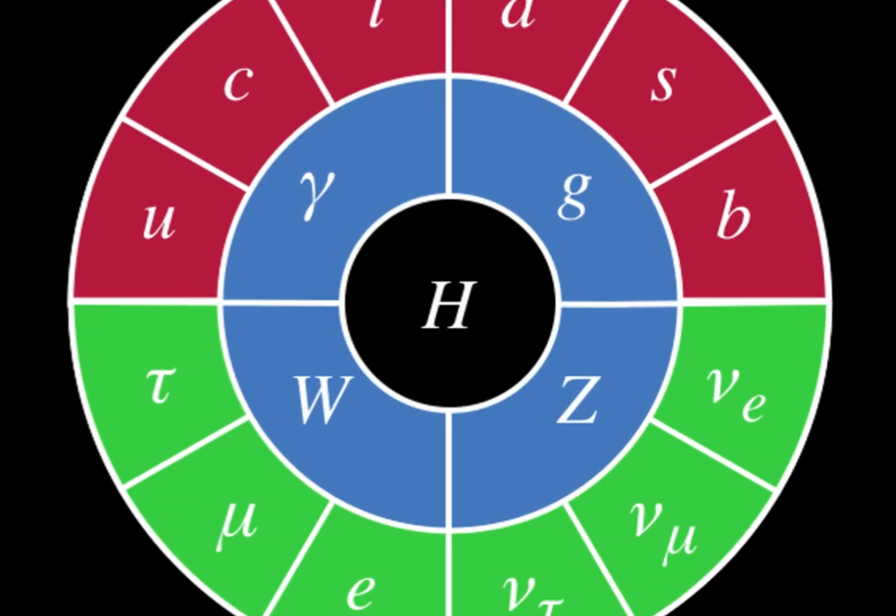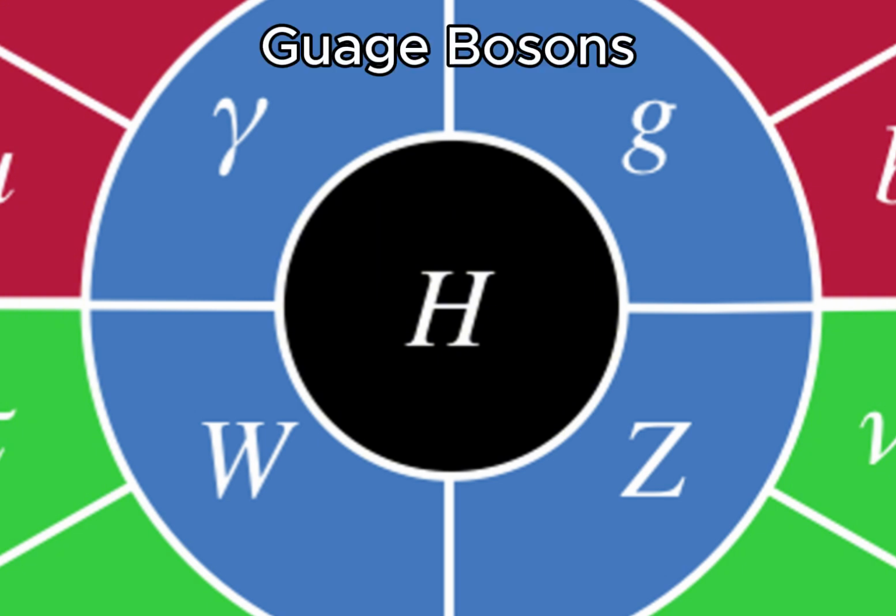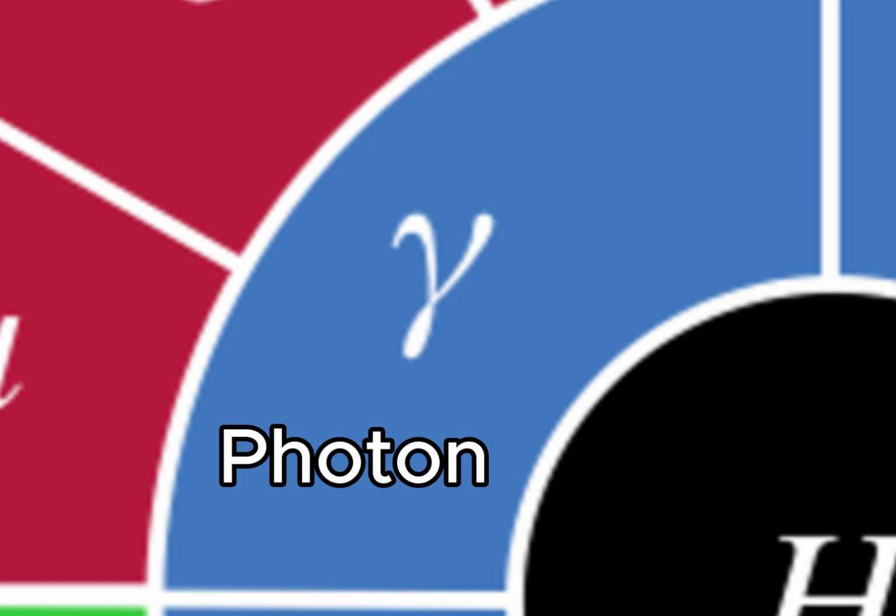This gray dot represents the particle that gives everything mass, the Higgs boson. It is a part of a group of subatomic particles called bosons. There are 4 other bosons, called the gauge bosons. First, you have the photon, which is responsible for light and many things within electromagnetic forces.